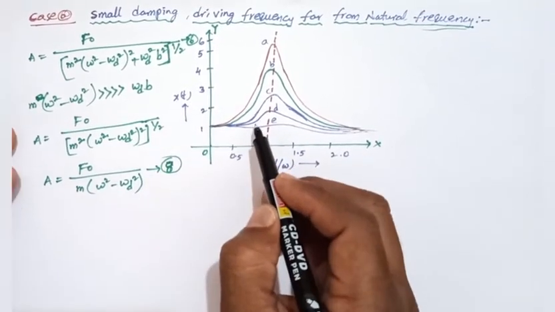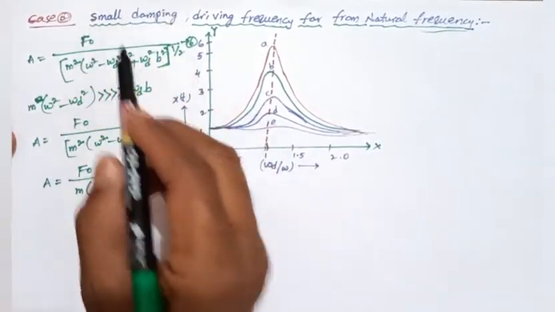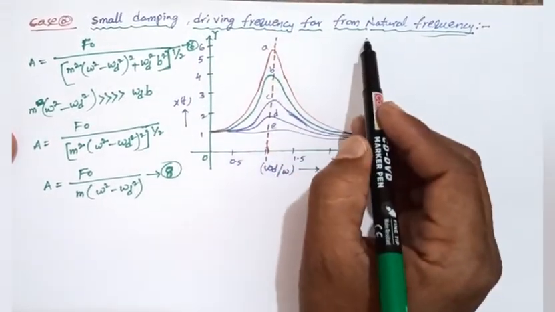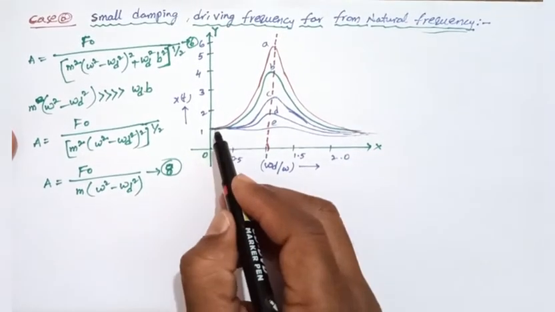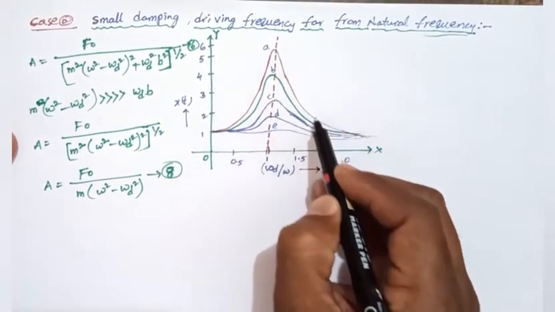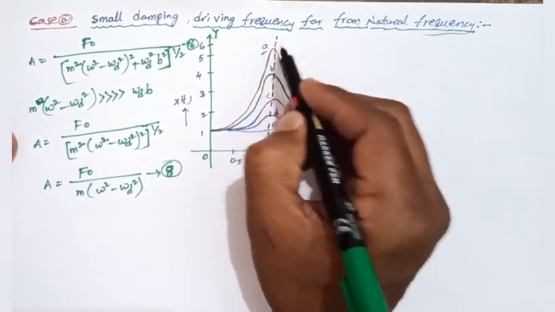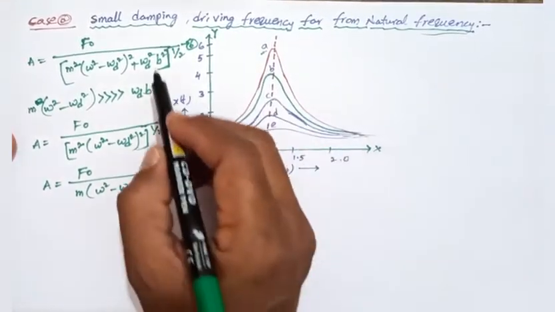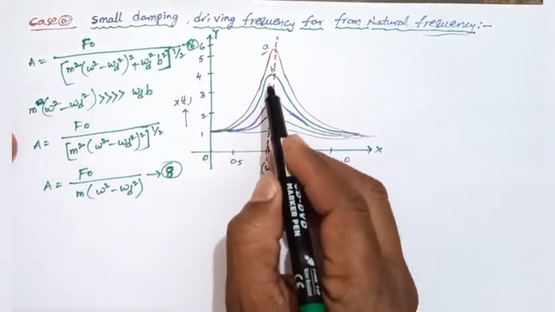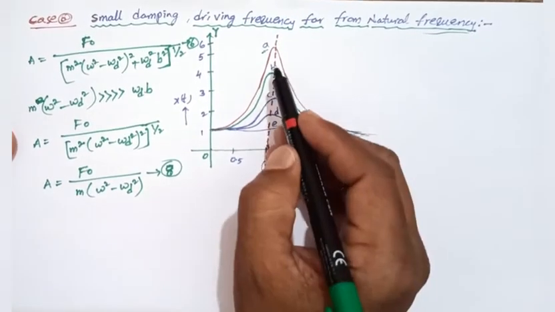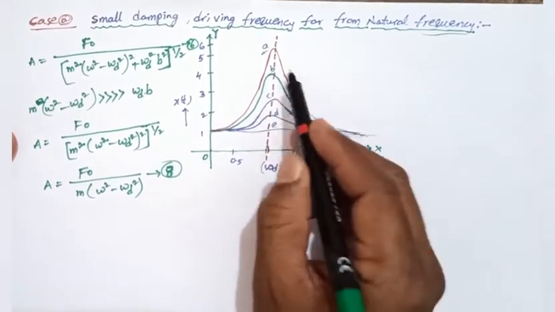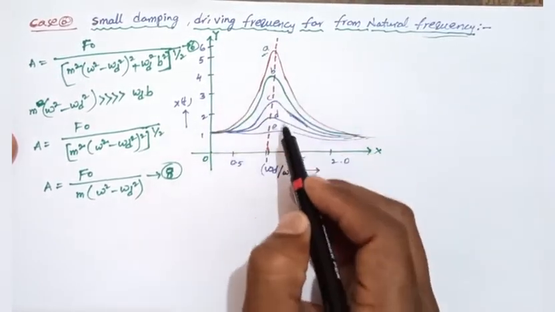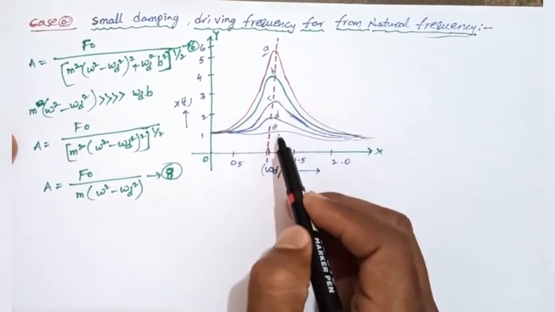If we consider very small damping, the amplitude is very large and sharp here. So A is for small damping. When the damping constant decreases, what happens? When the damping increases, the amplitude decreases. So B, C, D and E are like that.